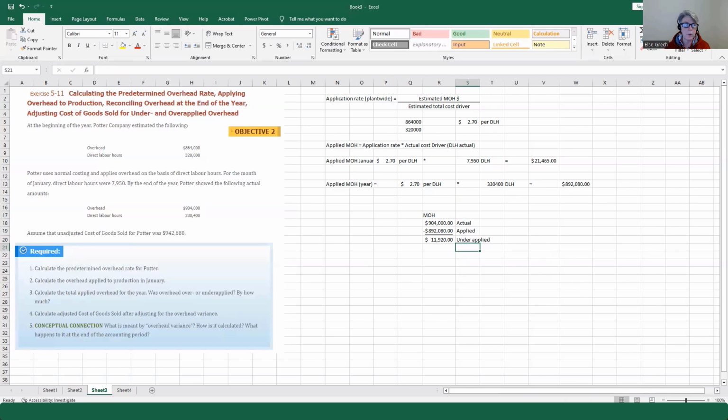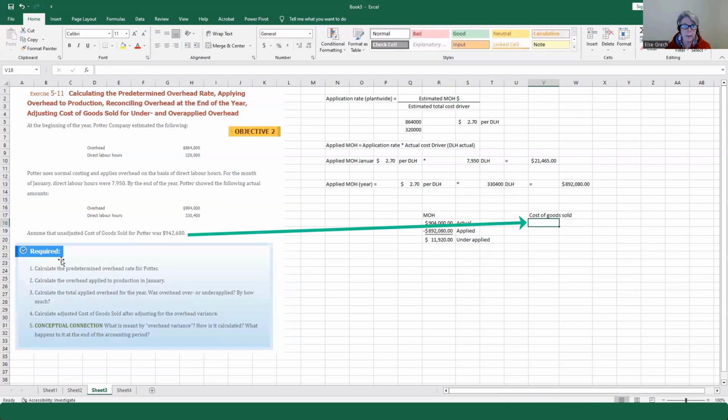Remember, you have to ask yourself, always, always, always. You have to say, this is what I should have done. This is what I actually did do. So this is under applied. If it's under applied, it's under costed. And if it's under costed, we didn't charge enough. So now we know that this is sitting in the manufacturing overhead account, right? And we didn't apply enough to the cost of goods sold. So we're going to go over here. We're going to show cost of goods sold.